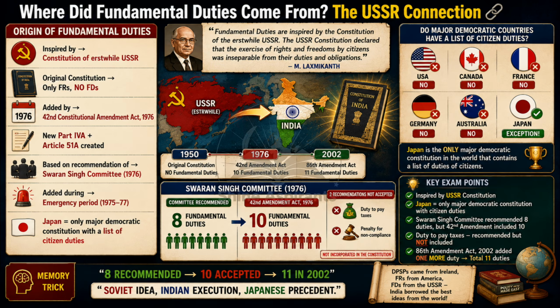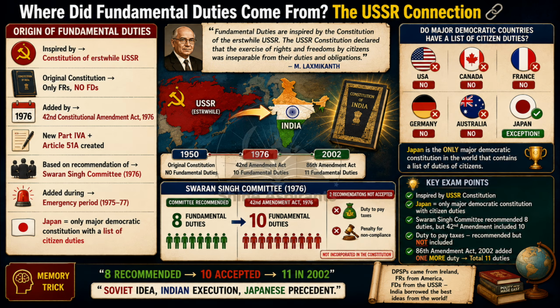Now think about this interesting pattern. DPSPs came from Ireland, fundamental rights drew inspiration from America, and fundamental duties came from the USSR. India truly borrowed the best ideas from around the world. Here is a very important fact for prelims. Major democratic countries like USA, Canada, France, Germany, and Australia do not have a specific list of citizen duties in their constitutions. Japan is the only major democratic constitution in the world that contains a list of duties of citizens. Remember Japan as the exception.